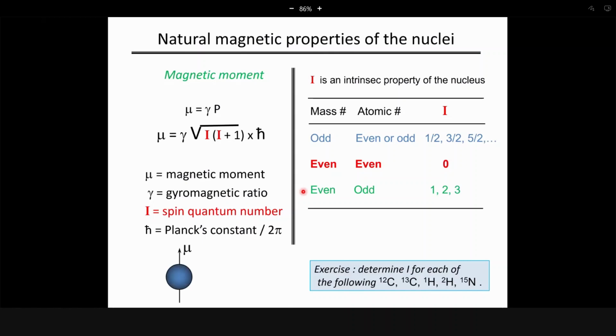So here you will check, and we see already that we don't have a magnetic moment and NMR spectroscopy for carbon-12, but we will be able to have this for carbon-13, for the proton, for nitrogen-15, and not for deuterium.